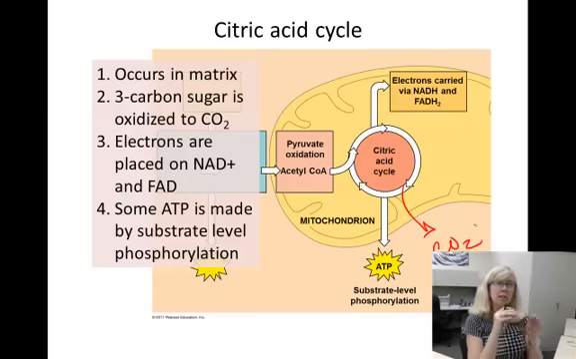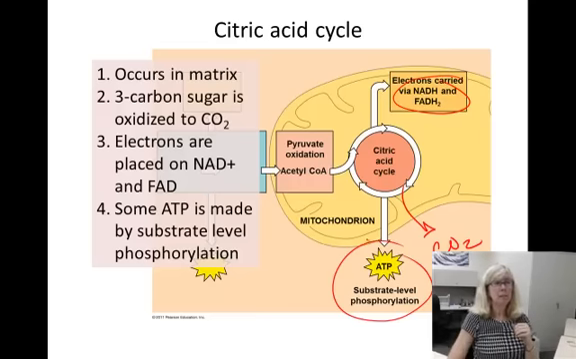The electrons from this reaction of oxidation are placed on the shuttles NAD+, which we've met already, and FAD, which is a new shuttle that acts similarly, and this creates NADH and FADH2. And again, a little bit more ATP is produced by substrate level phosphorylation.